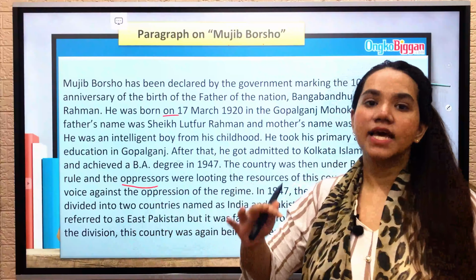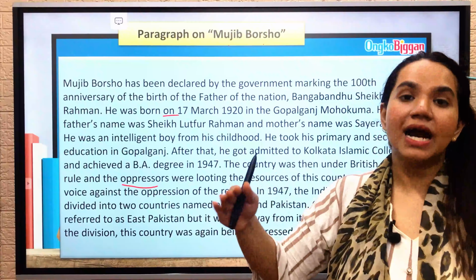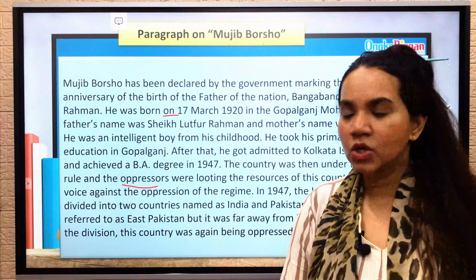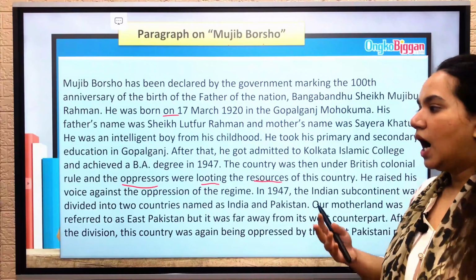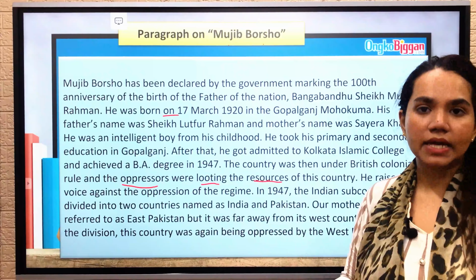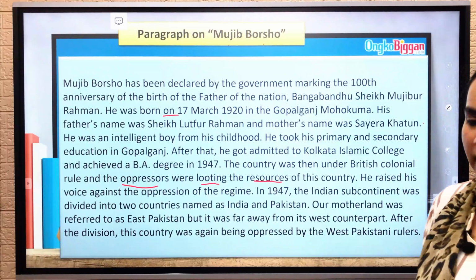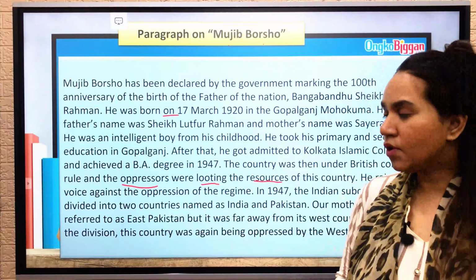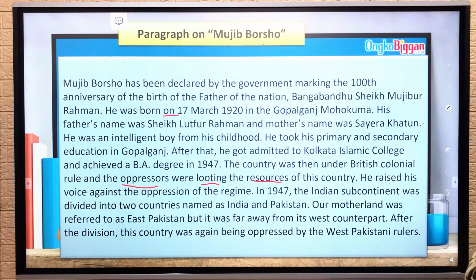Oppressors means that they were giving us the burden. So they were burdening us and they were looting. Looting means stealing the resources of this country. What does resources mean? Resources means all of the different factors which are important in our country, like our land, our workers, they made our workers into slaves, our freedom, our rights, our language, the food that we made, the clothes that we had. So of course, they were looting our resources, which was not fair.